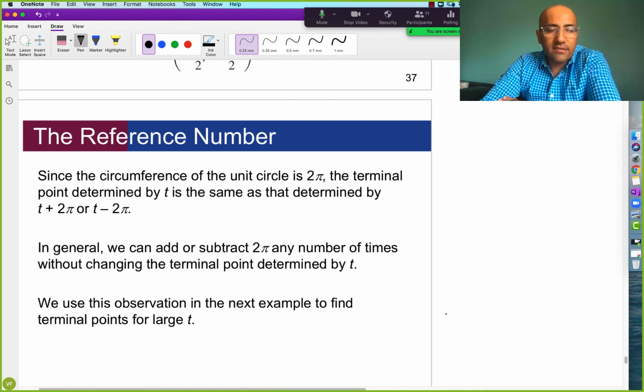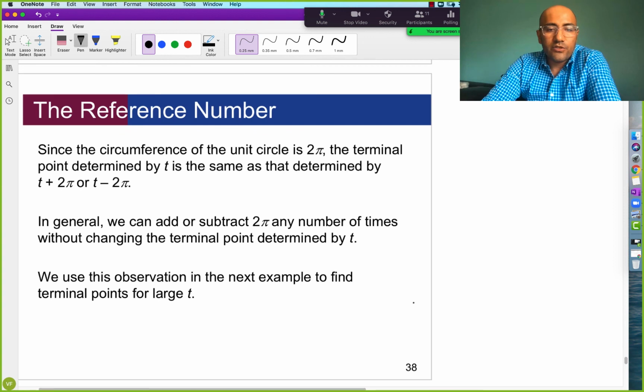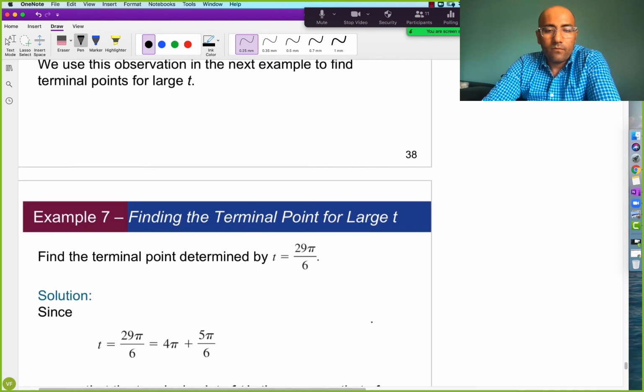Okay, once we go past a value of t that's bigger than 2 pi, that means that we've done more than one complete lap around, right? So that we can figure out where it's going to terminate on the unit circle by removing multiples of 2 pi. We can also go in the other direction and subtract 2 pi from a value and get to another point on the unit circle that gives you the same terminal point. Right? So in general, we can add or subtract multiples of 2 pi to any number without changing the terminal point. Good.